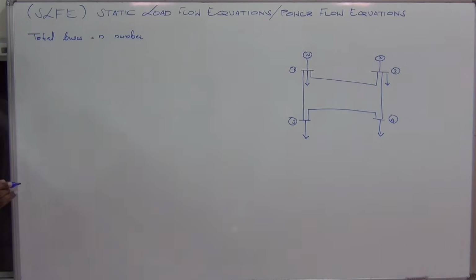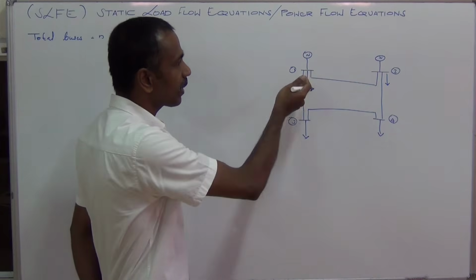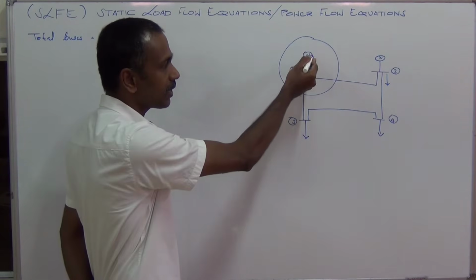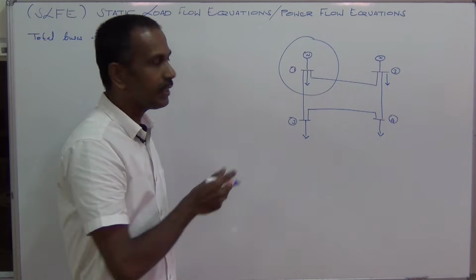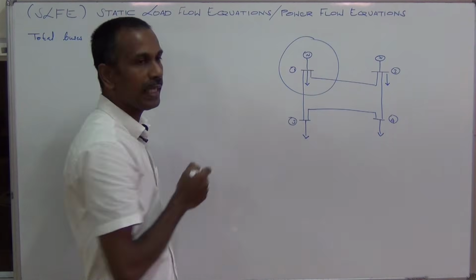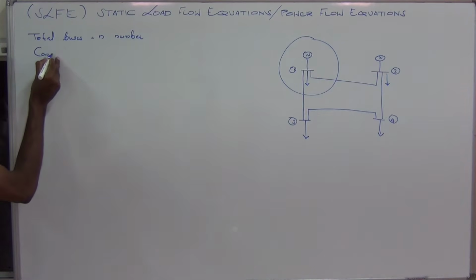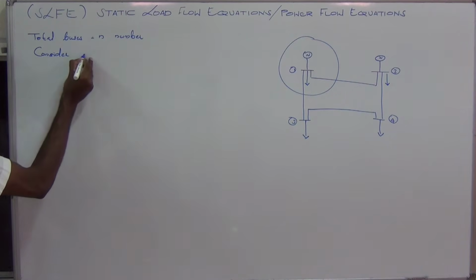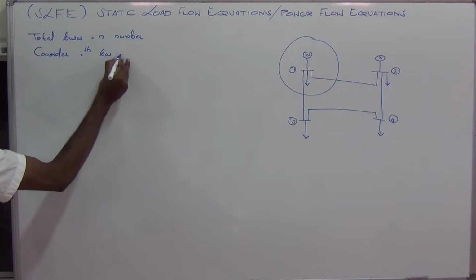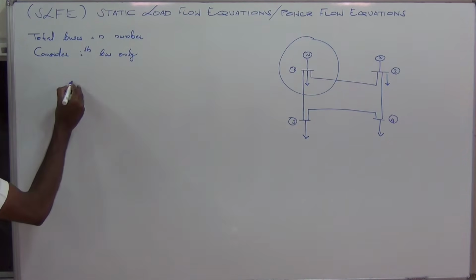Now let us consider only one bus in that particular system. So here you can consider one bus, say the first bus. You have a generator and a load there, and some power is transmitted to the other buses through these transmission lines also. We consider one bus. Let me call it the ith bus. Consider the ith bus only.